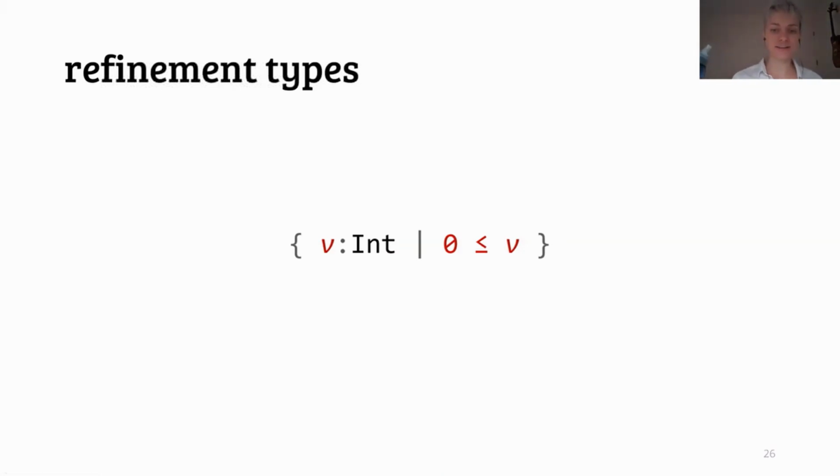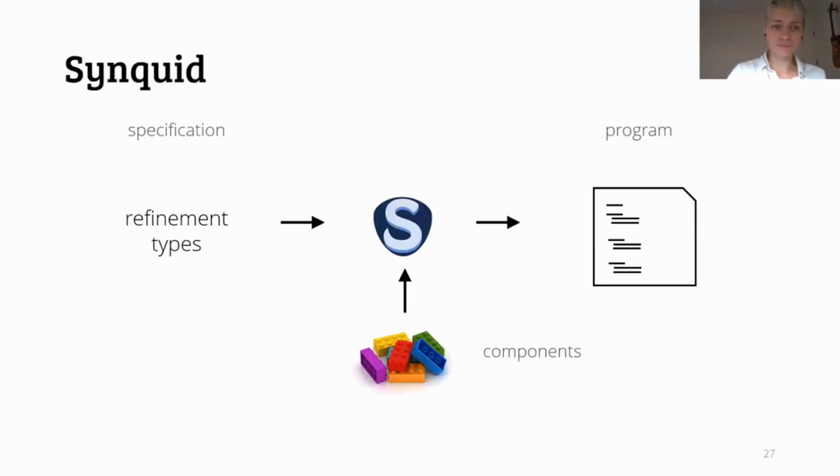And by sprinkling these little predicates here and there inside our types, we can actually express non-trivial properties of our programs in quite a programmer-friendly way. So we don't put too many annotations and we express pretty expressive properties. So SyncWit takes those refinement types and takes a set of components from which to construct programs, and then automatically synthesizes a program from that. So let me show you how that works.